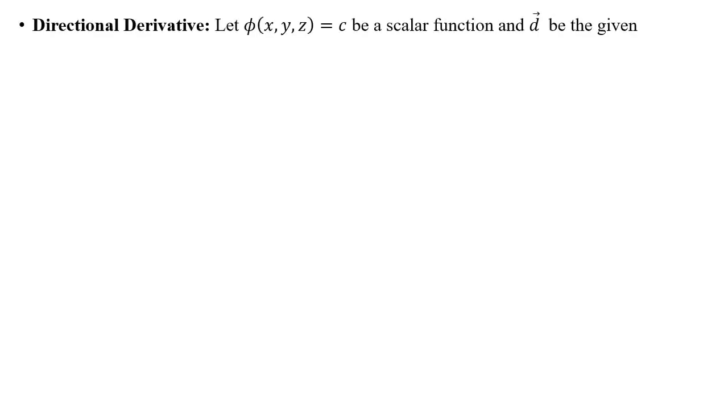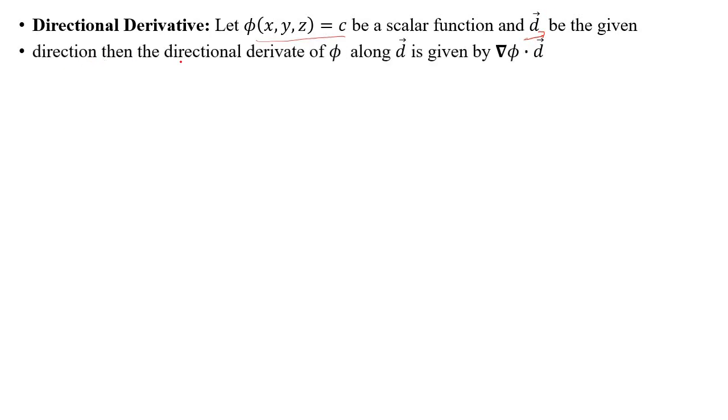Next I'm going to define directional derivatives. Once again I will consider some scalar phi of x, y, z equal to c, and I will give one vector d towards a direction. Then the directional derivative of a scalar along the direction d is given by the gradient of the scalar dot the vector d. This gives the directional derivative of a given scalar.